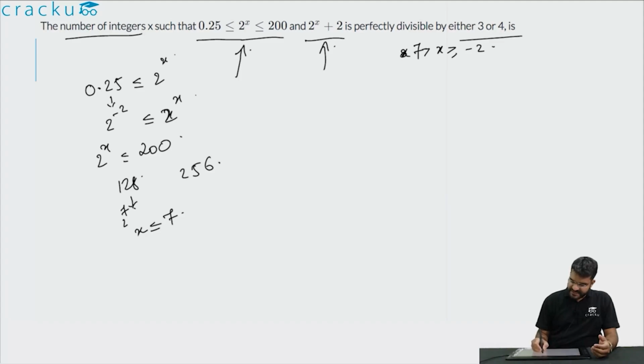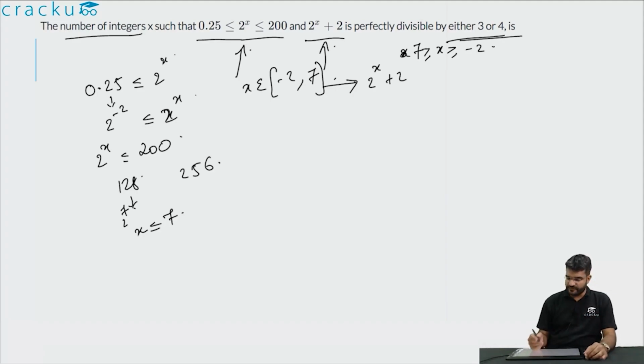So 7 is greater than or equal to x. So the integral values of x have to lie between minus 2 and 7. Now amongst these values, we are required to find out for which values 2 to the power x plus 2 is perfectly divisible by either 3 or 4.